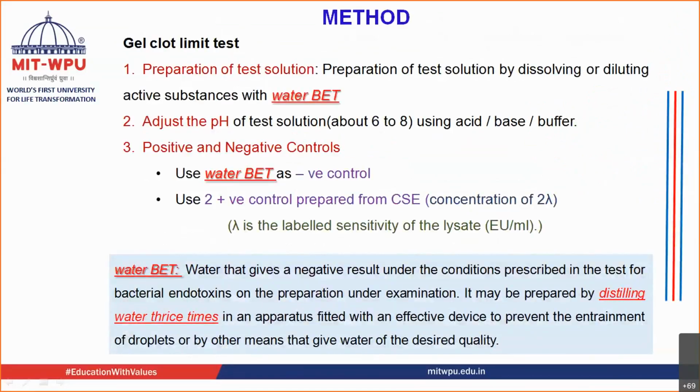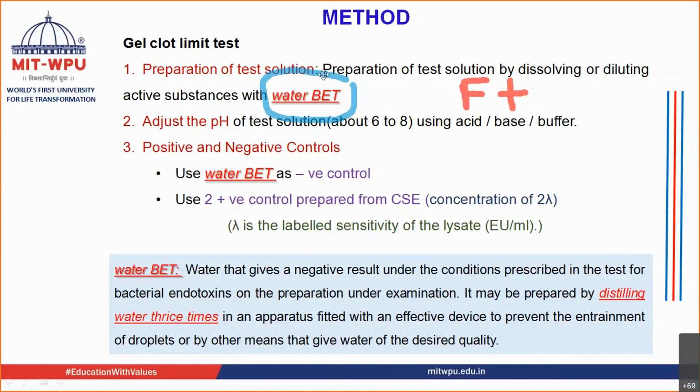Now let us talk about the gel clot method. What is the first step? The first step is you prepare the test solution. How are you going to prepare it? You are going to take your formulation, your injectable, and mix it with water BET, that is water for bacterial endotoxin testing, specifically prepared for this endotoxin testing. With that water, you are going to mix your formulation and dilute it.